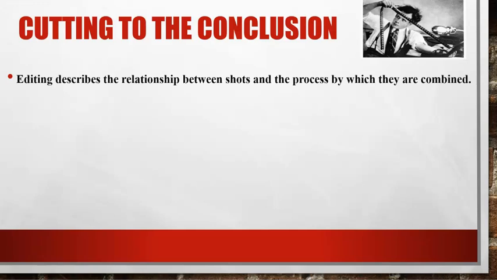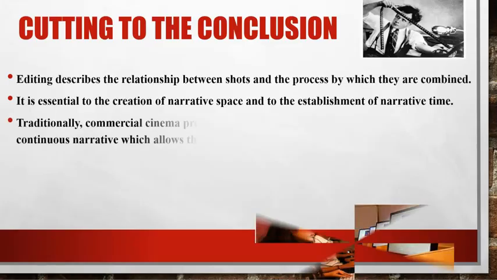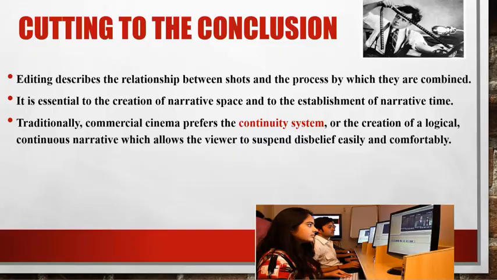So editing describes the relationships between shots and the process by which they are combined. It's essential to the creation of narrative space and to the establishment of narrative time within movies in particular and TV shows and so forth. Traditionally, commercial cinema prefers the continuity system, and you'll see that difference where avant-garde films often do break it, and there are Hollywood movies that break the 180-degree rule, but they do it for specific effects. Usually in horror, you see that the most often.